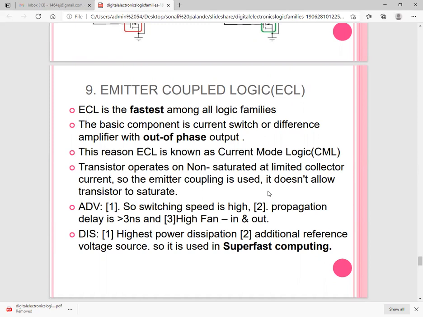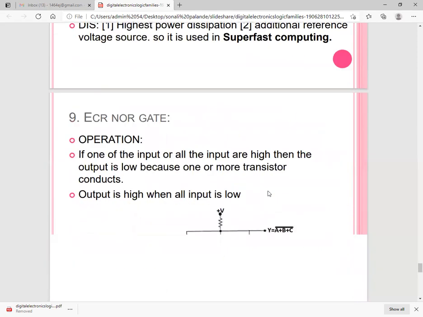Then the advantages are high switching speed, propagation delay of less than 3 nanoseconds, and high fan out. The disadvantages are highest power dissipation and an additional reference voltage source, so it is used in super fast computing.